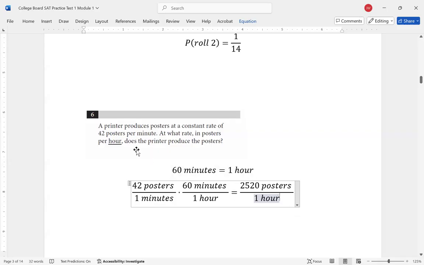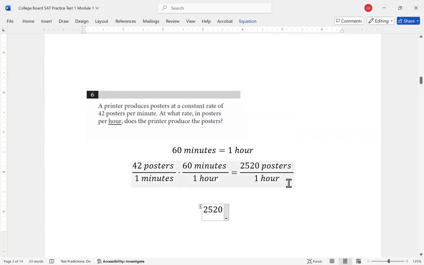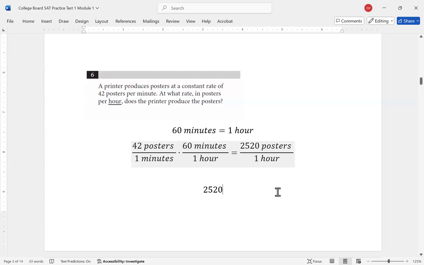By the way, the question is asking in what rate in posters per hour does the printer produce posters. So when you type in your answer, it will simply be 2,520. That would be the answer you type in. So 2,520 is the answer to question 6.